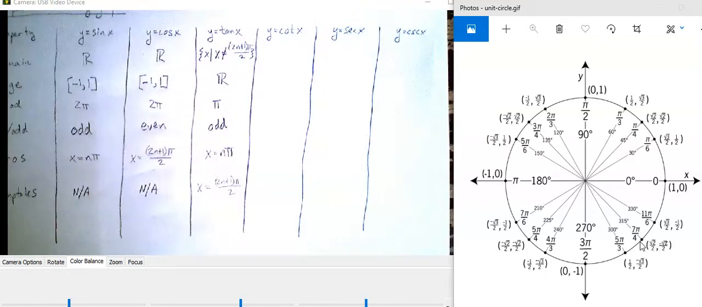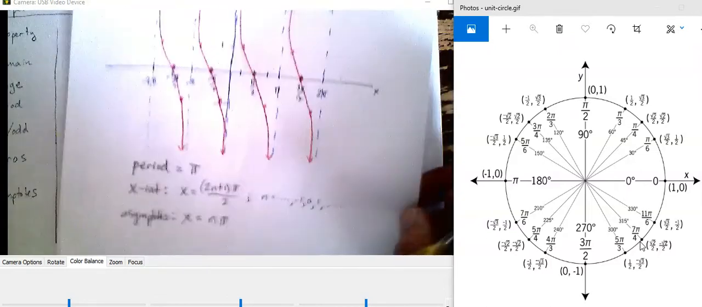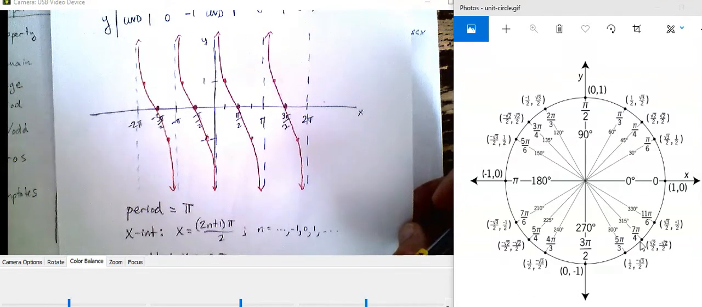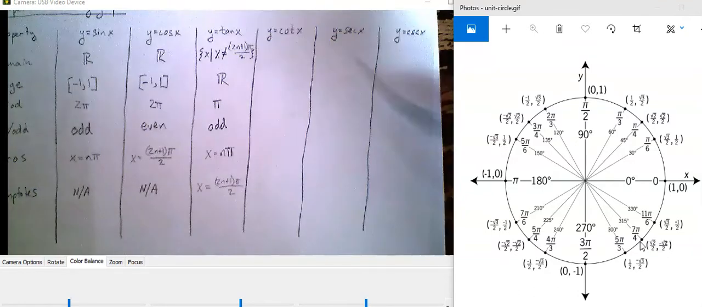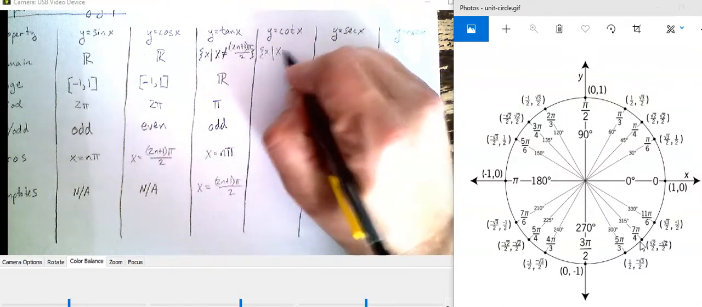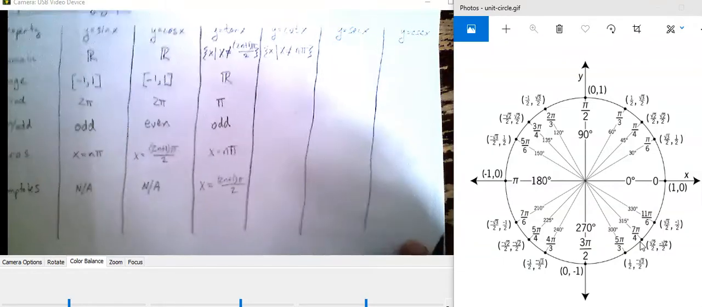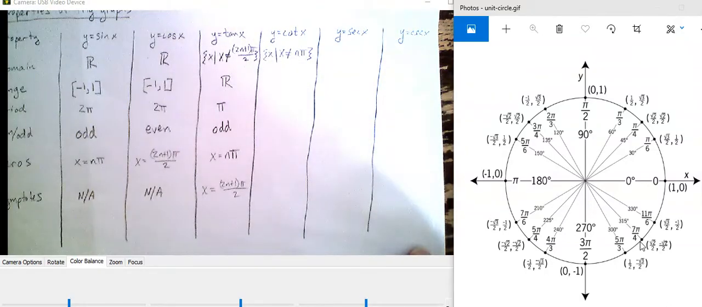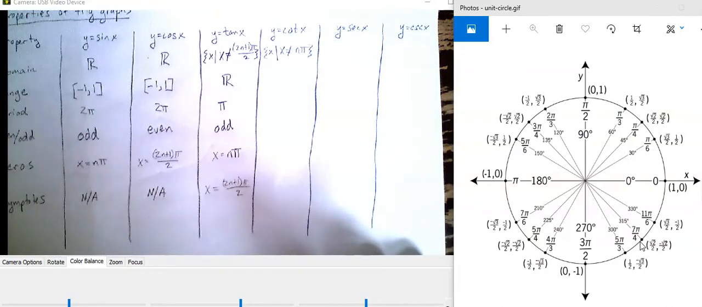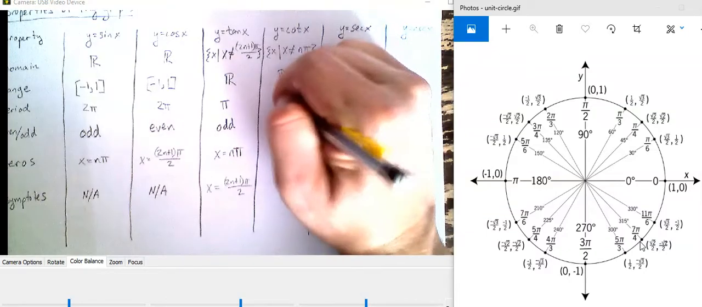For cotangent, you see that the domain excludes all the whole number multiples of pi. So we'll say the domain is the set of all x's such that x cannot be equal to n pi. Okay. The range, if you look, is all reals, right? Period was pi.